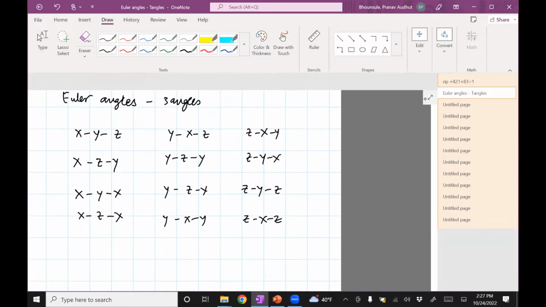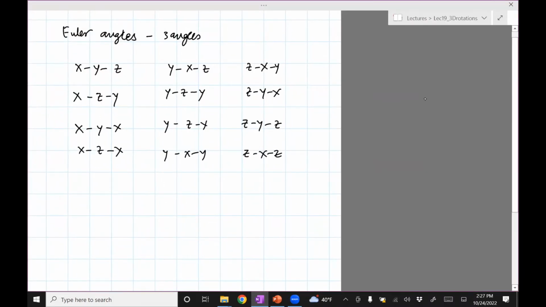Okay, so these are all the possible combinations of the three rotations. We have 4 here, 4 here, and then 4 here. So if you add all of them, you have 12 unique ways of describing rotations. When I say unique ways, it means it's the same thing. If you take an object and rotate it, you get the same end result. You explain the same object, but it can be done in 12 ways.